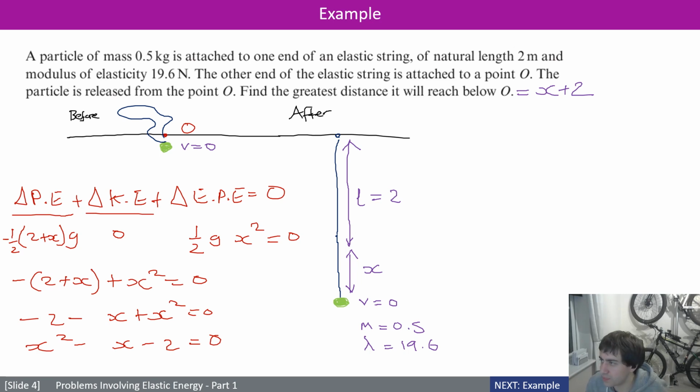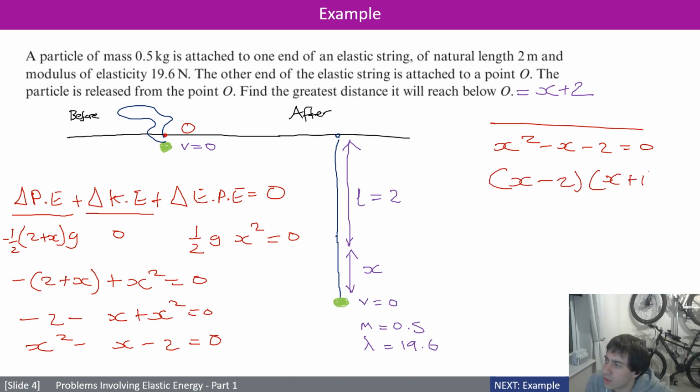Let's solve it. In fact, that one I think we can do by inspection, can't we? So it's minus 2 and plus 1. Okay. So we get 2 solutions for x. X equals 2 or equals minus 1. Those are the 2 possible values for x which solve the energy equation.